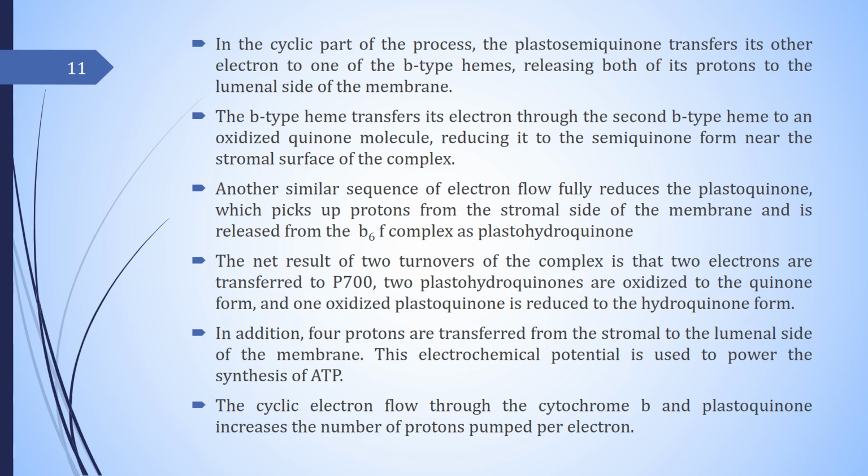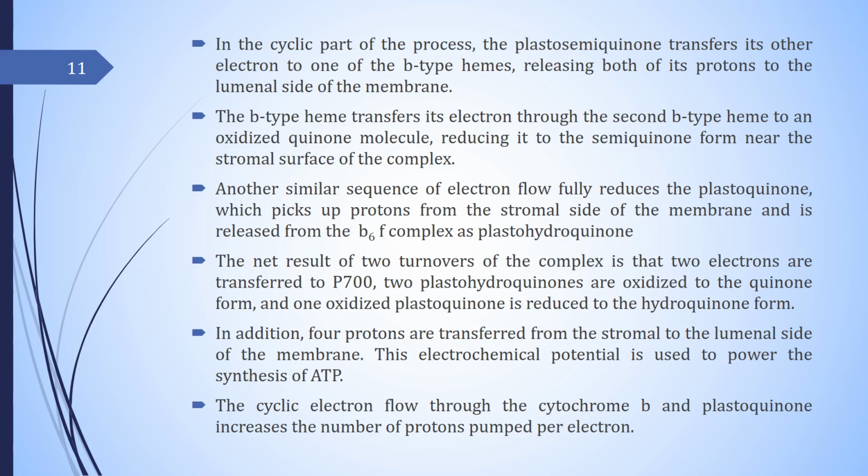In the cyclic part of the process, the plastosemiquinone transfers its electron to one of the B-type hemes, releasing both of its protons to the luminal side of the membrane. The B-type heme transfers its electron through the second B-type heme to an oxidized quinone molecule, reducing it to the semiquinone form near the stromal surface of the complex. Another similar sequence of electron flow fully reduces the plastoquinone, which picks up protons from the stromal side of the membrane and is released from the b6f complex as plastohydroquinone.